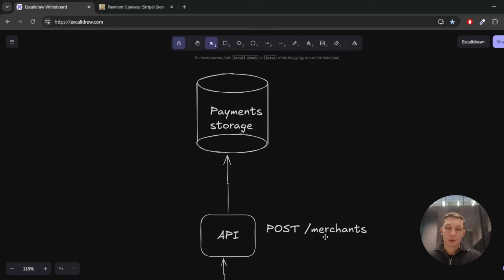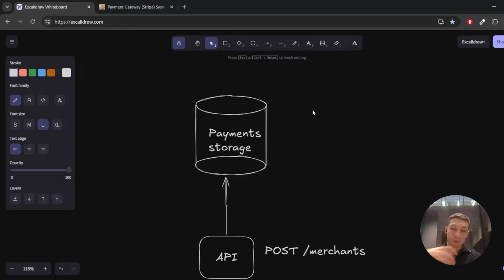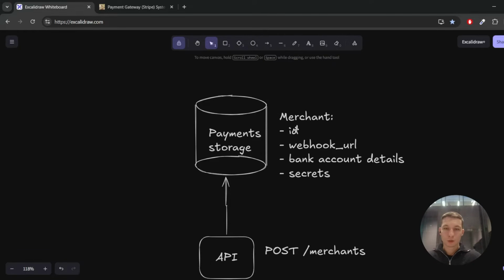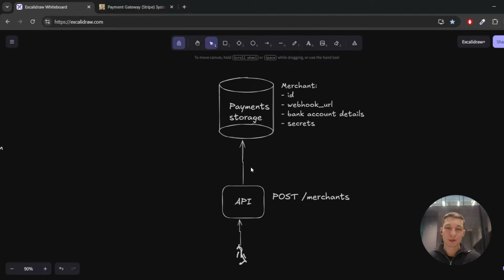merchants. It will create data inside our database, which will store all merchant-related information, which can be ID, webhook URL, where we're going to send the notification, bank account details for payout, secrets that we are going to use to sign webhook payload, and also that are going to be used for the merchant to directly call our API. On top of that, this storage can include goods and services that the merchant is selling, but this is kind of redundant information for our system design. Okay, cool. I think this is good enough.